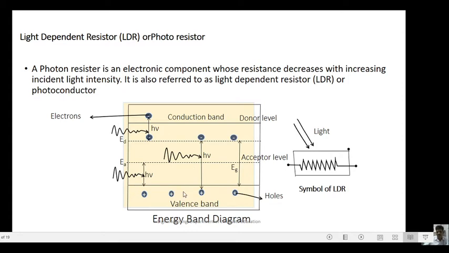Symbol of LDR. This is the symbol of LDR. So here, in this box a resistance symbol is there, and light is absorbed by the material. So that is known as LDR. When light intensity is increased, the resistance goes on decreasing. That means conductivity increases.